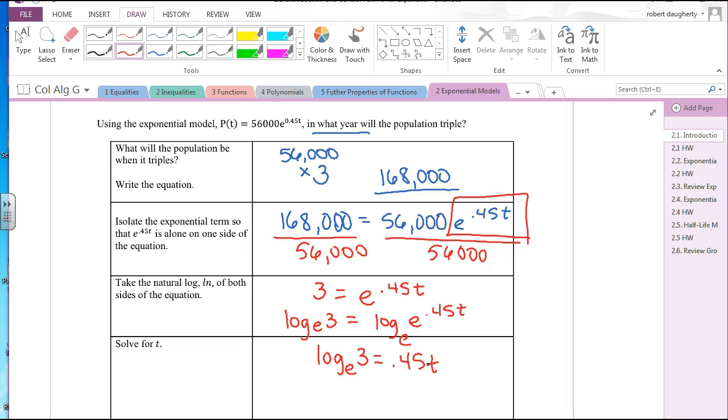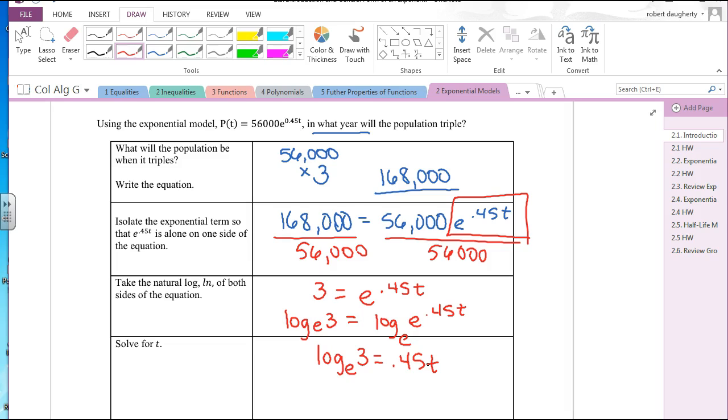Well, I could move it around. It could be on the left. Well, I took the log of both sides of the equation. Log of the left equals log of the right. On the right side, log base e of e to the 0.45t. Yeah, I want to solve for the exponent. The exponent is which variable?